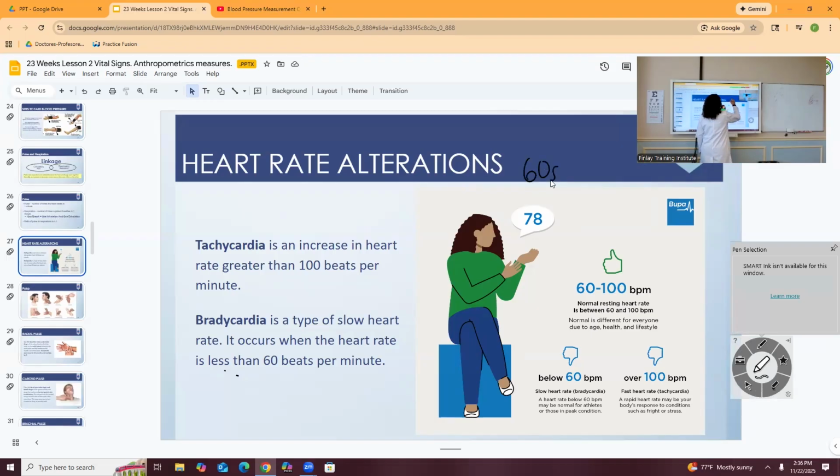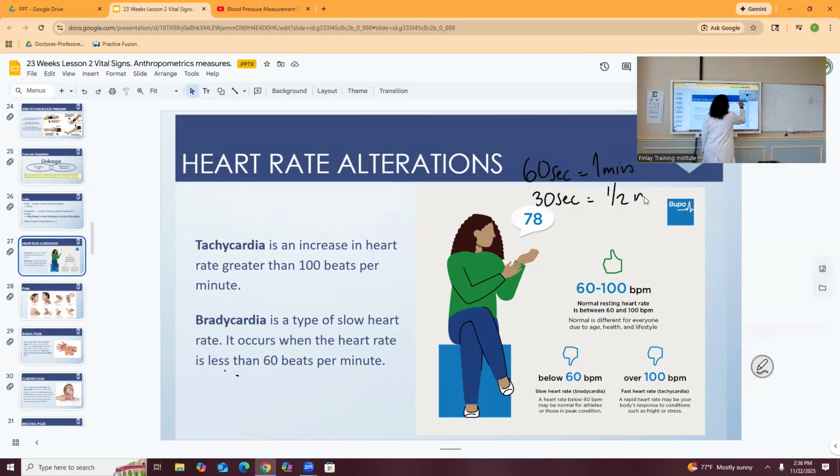60 seconds is equal to 1 minute. 30 seconds is equal to half a minute. And 15 seconds is equal to a quarter of a minute.